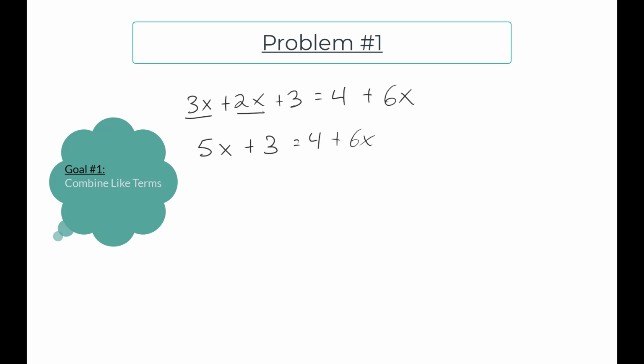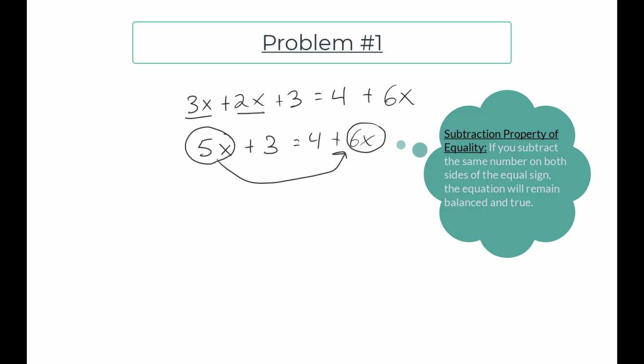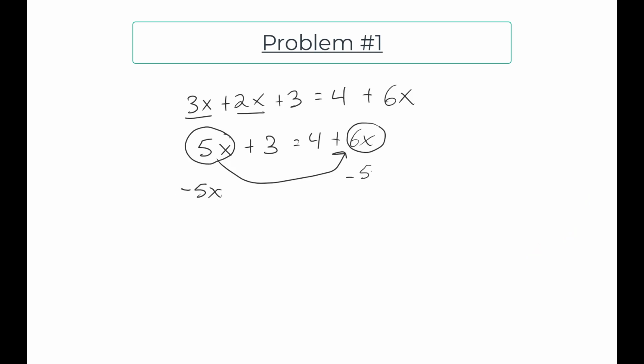We're going to observe whether or not there are any other terms that we can combine. We're going to note that 5x and 3 are different quantities, so they cannot be combined. And 4 and 6x are also different quantities, so they can't be combined. However, the 5x is the same quantity as this 6x. So we can move this 5x over using our subtraction property of equality in order to combine those terms. So let's go ahead and subtract 5x on both sides.